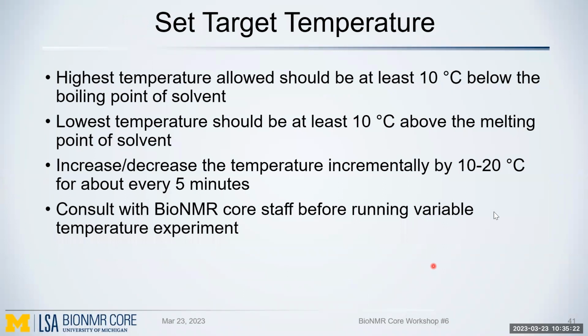To summarize some general rules for setting the target temperature, which I also mentioned before: you want your highest temperature to be 10 degrees Celsius lower than the boiling point of your solvent. And your lowest temperature should be at least 10 degrees Celsius above the melting point. And while setting up the temperature, you don't want to increase the temperature dramatically. For example, if you want to increase the temperature by 60 degrees Celsius, you want to do it step by step. Each step you increase 10 to 20 degrees Celsius and wait for 5 minutes for the temperature to stabilize, and then increase another 20 degrees Celsius and so on. This is to prevent damage to the probe. And always check with us first if you run VT NMR experiments for the first time.